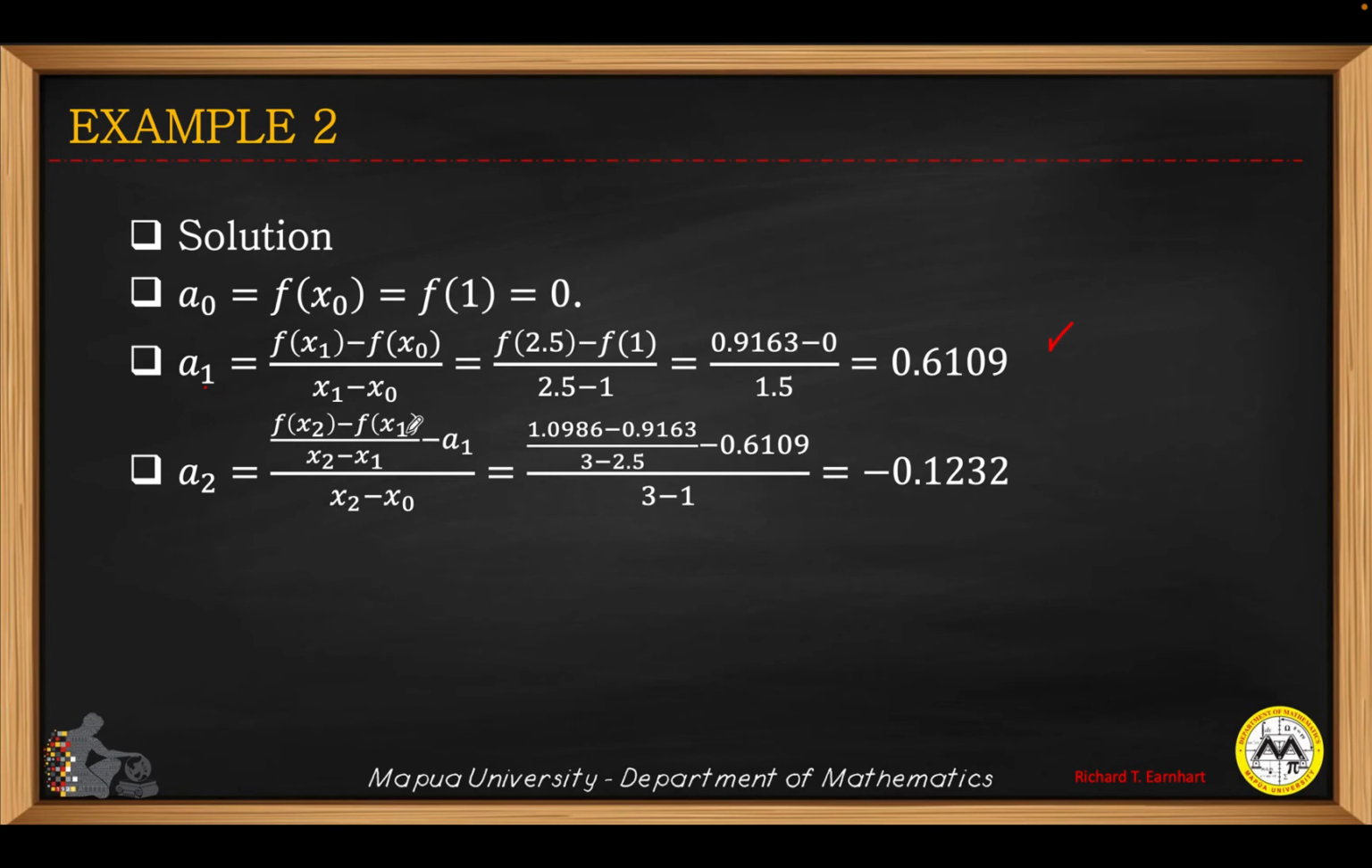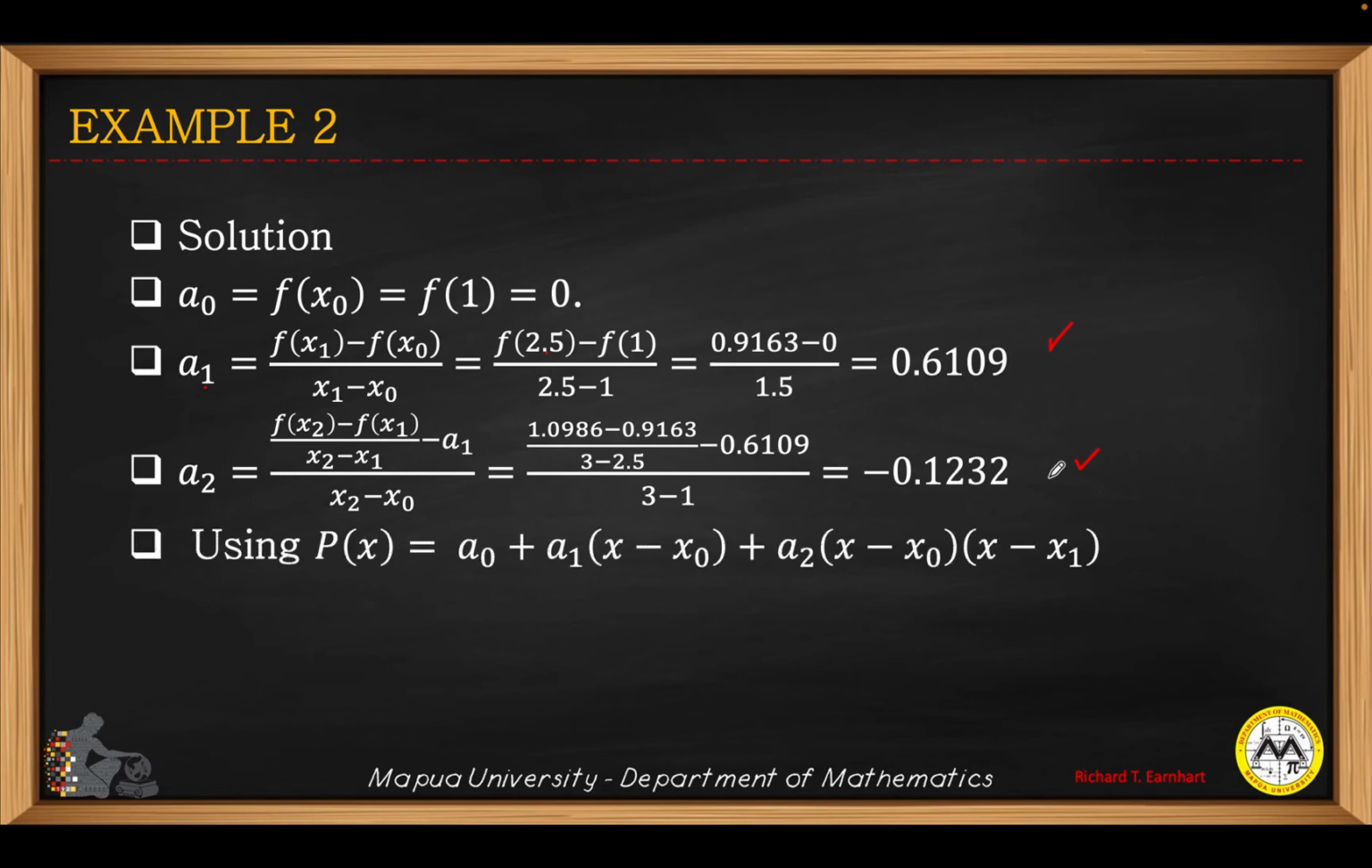And then f of x sub 1 is 0.9163. This is ln of 2.5. Okay, and computing, you will get negative 0.1232, and then we substitute in our quadratic formula. Okay, so we already have a sub 0, which is 0. This one is 0.6109. This is negative 0.1232.